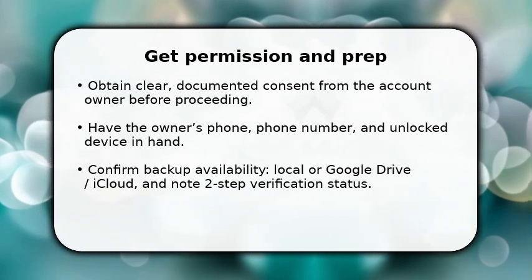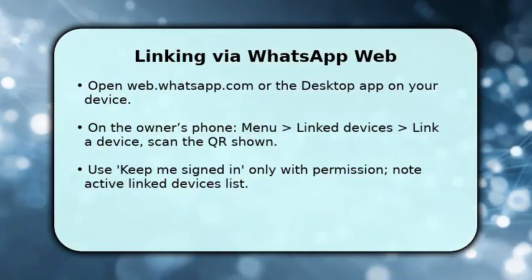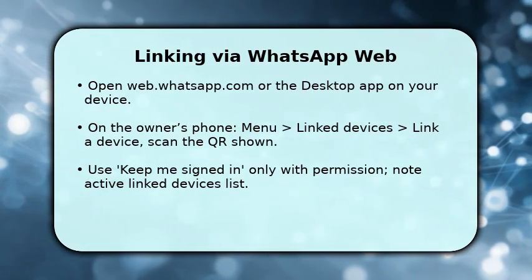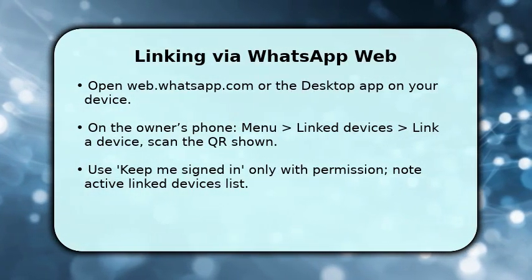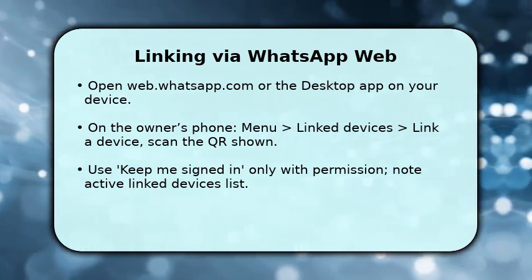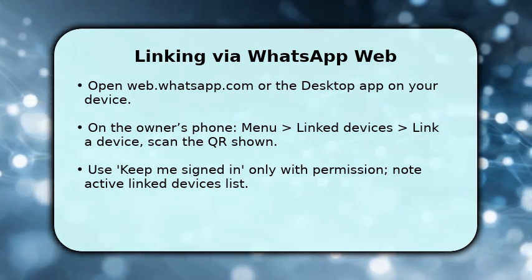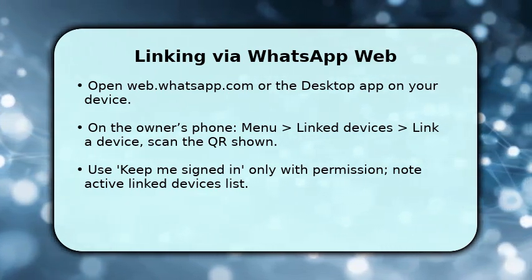Begin by opening WhatsApp on the owner's phone while they watch you. Do this together. It's faster and prevents misunderstandings. Keep the conversation short. Once ready, open WhatsApp Web or the desktop app on your computer and display the QR code. On the owner's phone, go to Menu, then Link Devices, then Link a Device, and scan the QR. This pairs the browser session legitimately. It's how WhatsApp intends remote access.